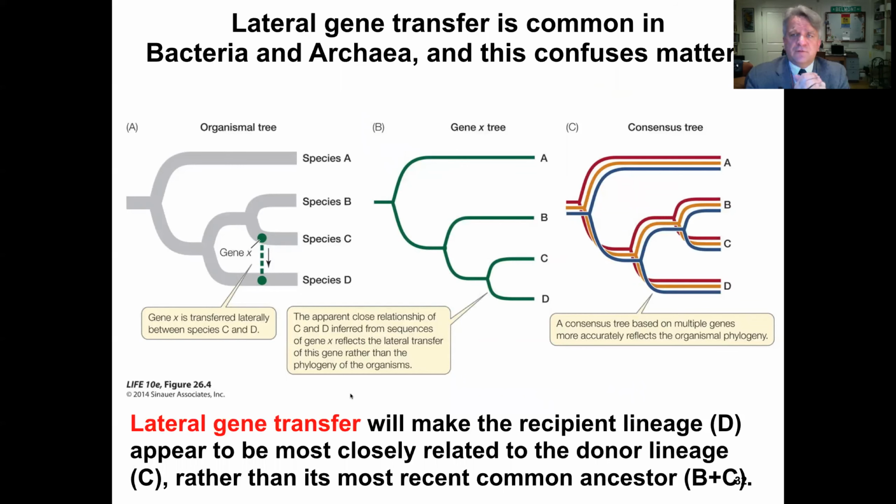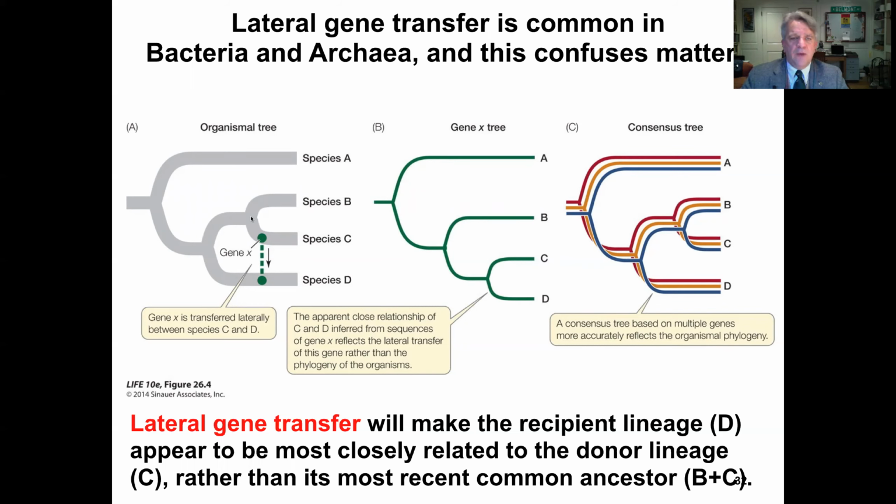Well, lateral transfer is common in bacteria and archaea. You think about the way of genetic exchange in bacteria and archaea through conjugation, and this can confuse matters. So here we're looking at a phylogeny that's called the organismal tree. And you could see that if there was genetic exchange between species C and D, we would then infer the wrong phylogeny. So the lateral gene transfer will make the recipient lineage D appear to be most closely related to the donor lineage C, relative to its most recent common ancestor that it shares with B, all right?